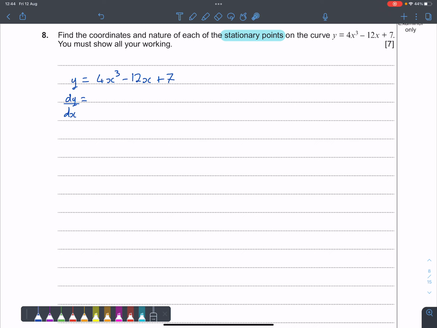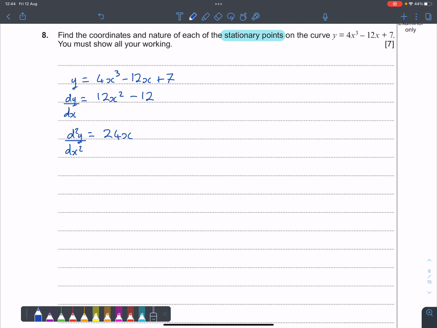The derivative of 4x cubed is 4 times the derivative of x cubed, so that's 3x squared, which is 12x squared. The derivative of negative 12x is just negative 12, and the derivative of plus 7 is 0. Finally, I'm going to work out the second derivative, d2y by dx squared. I differentiate this pair of terms: 12x squared differentiates to give 12 lots of 2x, which is 24x, and negative 12 differentiates to 0.